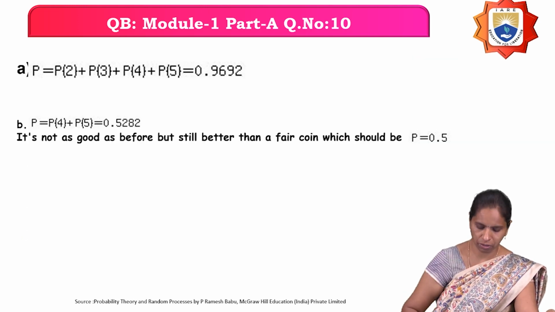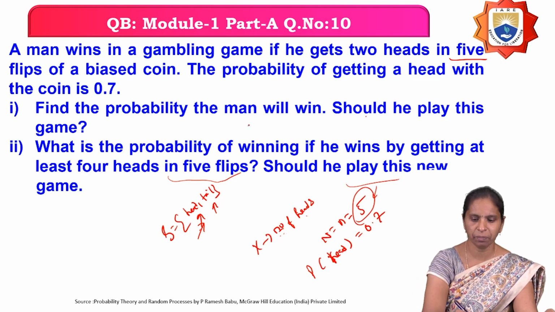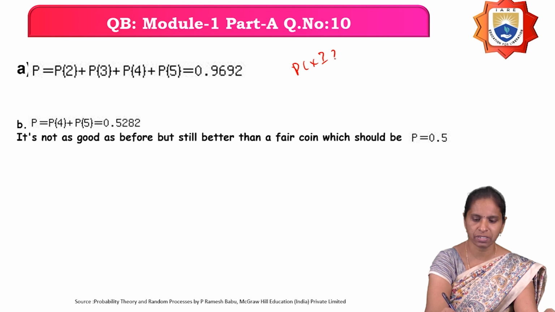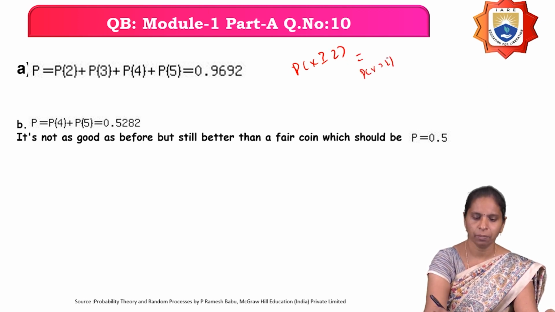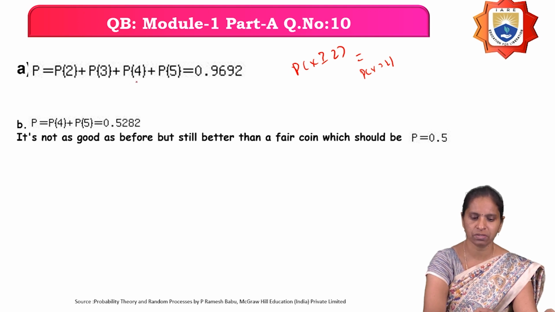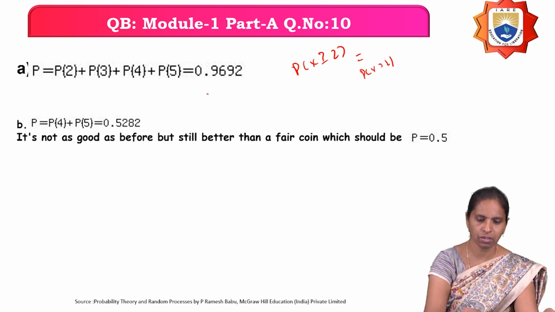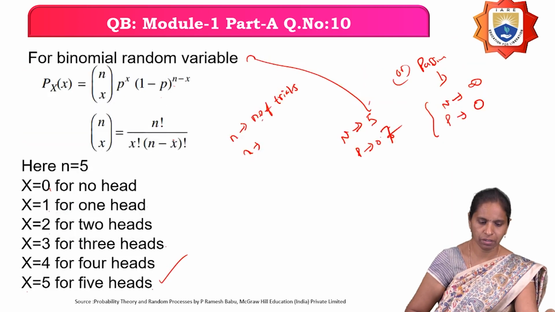So what is the first question? You have to calculate the probability that the man will win. The man wins when they get at least 2 heads, nothing but P of x is greater than or equal to 2. That is P of x equals 2 plus P of x equals 3 plus P of x equals 4 and 5 heads. We have to add P of x equals 2, 3, 4 and 5. Then what is the answer? 0.9692.